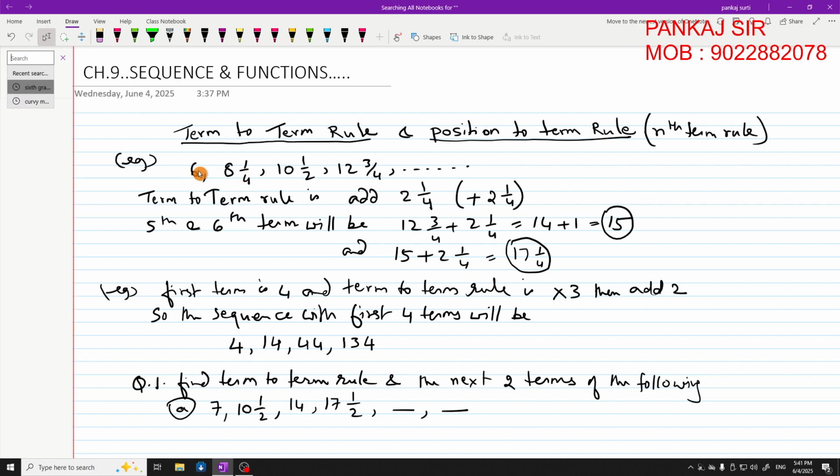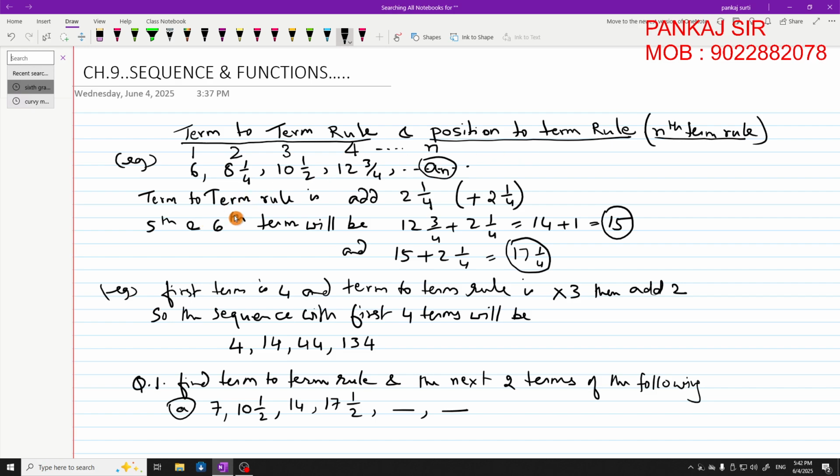Now suppose 6 is the first term. So 1 is the position number of this term. Now position number 2 is this. The term on position number 2 is 8 1/4. The term on position number 3 is 10 1/2. And the term on position number 4 is 12 3/4. That way you may get some term on position number n, and that is known as the nth term, and that nth term can be written as an, which is also known as the nth term, right? So this is the basic logic behind sequences.